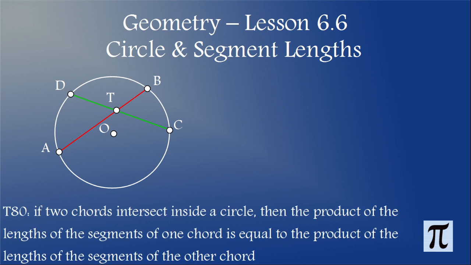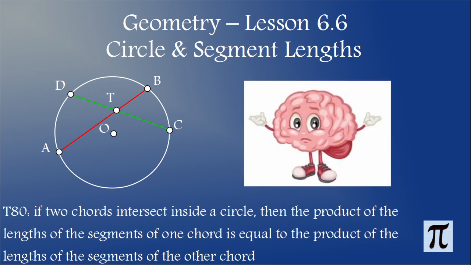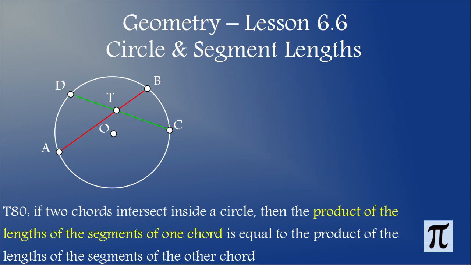If two chords intersect inside a circle, like we have here, then the product of the lengths of the segments of one chord is equal to the product of the lengths of the segments of the other chord. Okay, wait, what does that mean? Let's break it down. Let's start with the first part here. The product of the lengths of the segments of one chord.